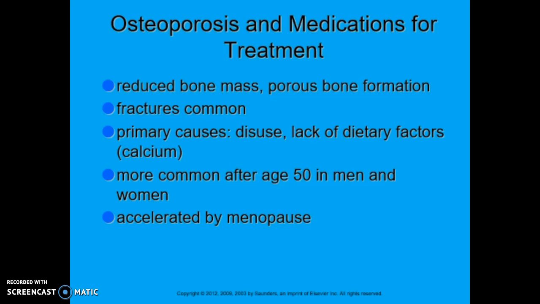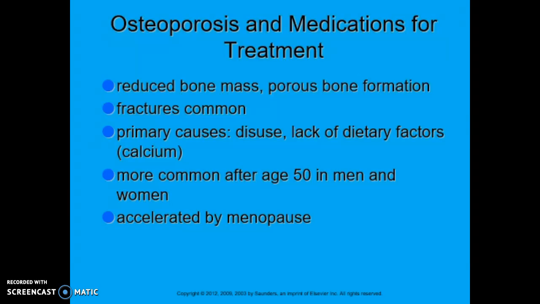Osteoporosis medications for treatment. Some common medications for osteoporosis. So calcium must be accompanied by vitamin D for effectiveness. Calcitonin, a SAM inhibitor, inhibits bone resorption and mimics body chemicals. It's used for treatment of osteoporosis, and it's not used as a prophylactic agent here.